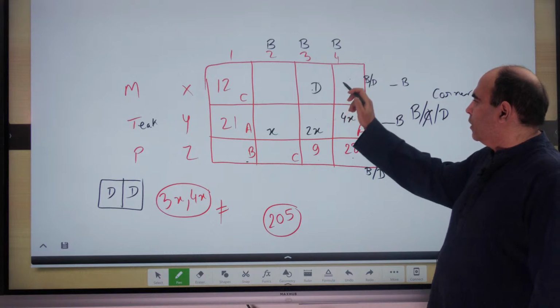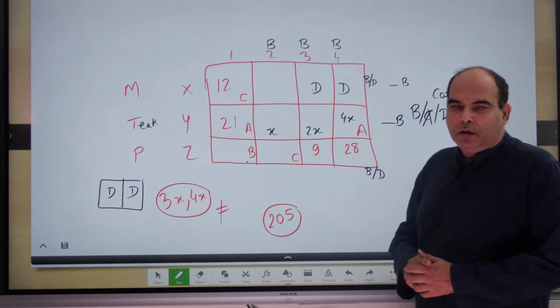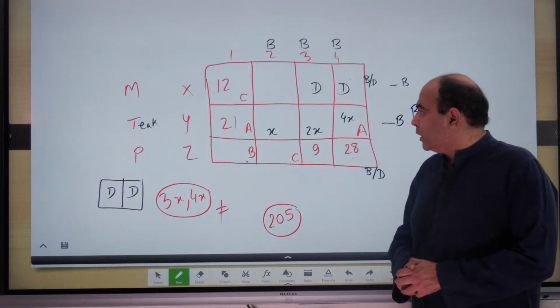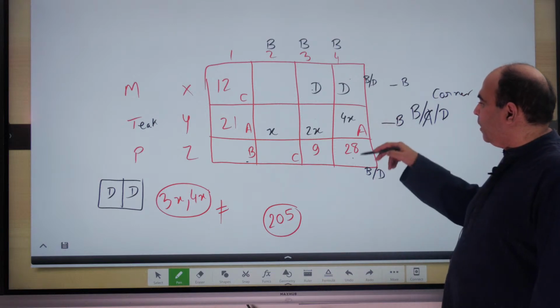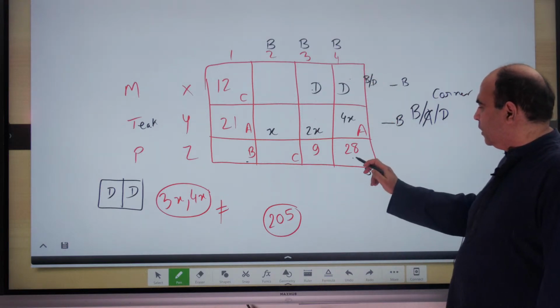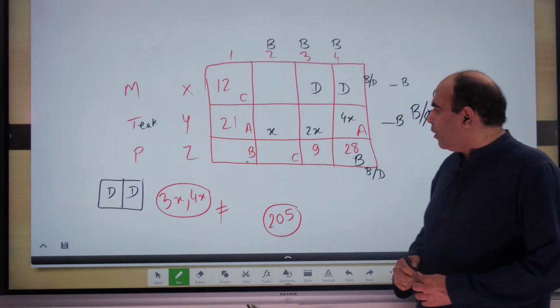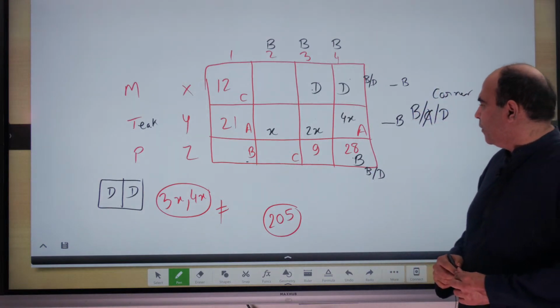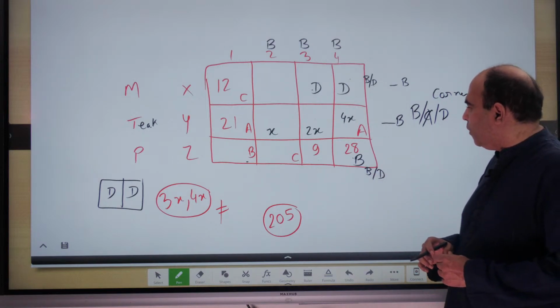So D's first and second plots are those, and they are the only plots D has. And since this was B or D, and B has to be put into this, this must become a B plot. This must become a B plot, and that leaves me at this point now.